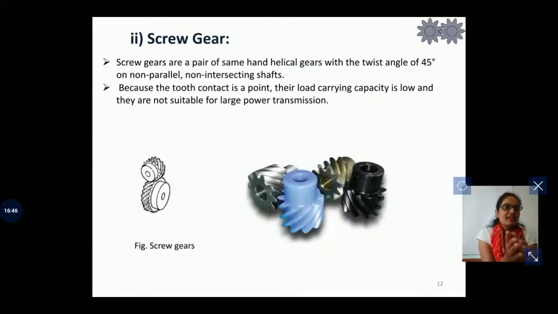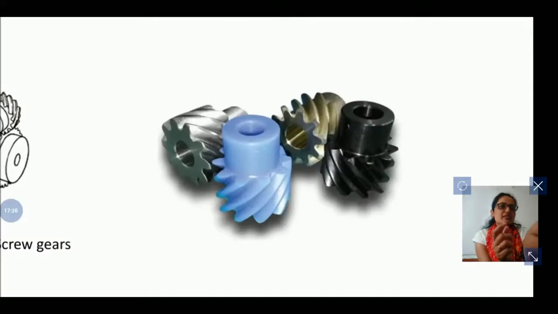In this category, the non-intersecting, non-parallel category, we also have the screw gear. Screw gear is the same-handed helical gear, and the twisting angle of that helix is exactly 45 degrees. When we move any one gear from the pair to the vertical position or the horizontal position, you can see the teeth become the same-handed. Suppose in case 1, the first gear is in horizontal position, so the teeth are downward towards the right, it means it is right-handed.